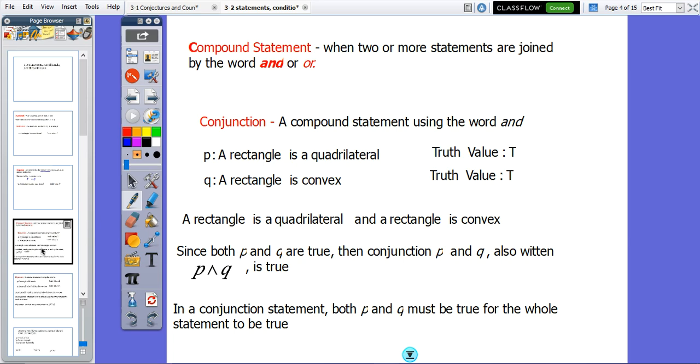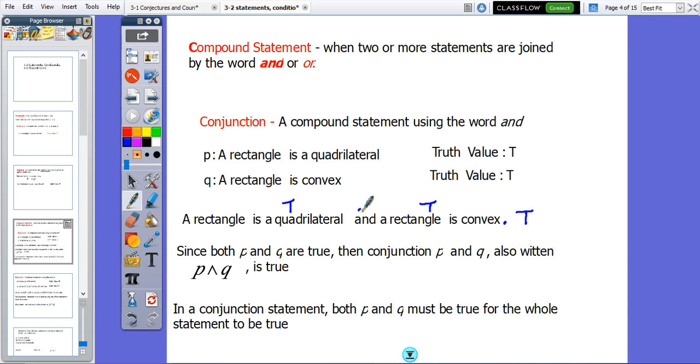A conjunction, again, is a compound statement that uses the word and. For example, our P statement here is, a rectangle is a quadrilateral, which is a true statement. And our Q statement is, a rectangle is convex, which is also a true statement. So when we put it all together, we say a rectangle is a quadrilateral and a rectangle is convex, period. Now, is this a true statement? Yes or no? It is. If you read below already, you know this is a true statement because both individual statements are true. And since both individual statements are true, then the whole statement is true.